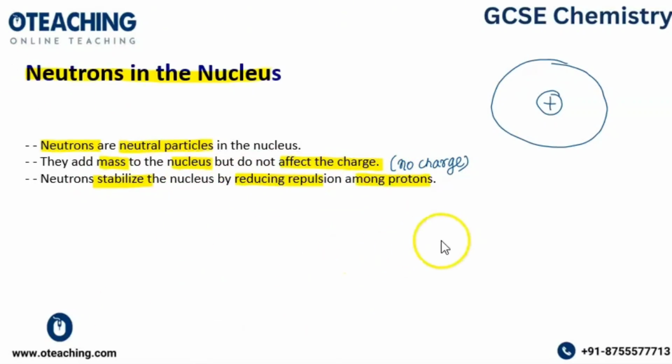Now, if I draw the enlarged view of the nucleus, it is overall positive because of the protons. But what neutrons are doing is stabilizing the nucleus. They help in the stability of the nucleus by reducing the repulsion among protons. If there are so many protons, the positive charges would repel. So neutrons reduce this repulsion among the protons and help in the overall stability of the atom.